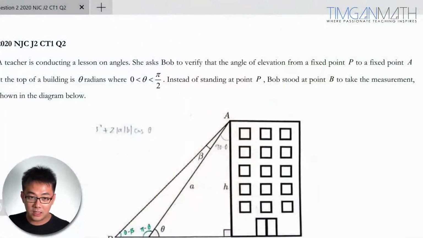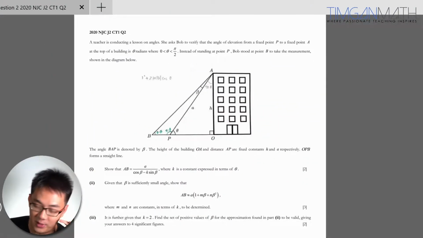Hi people, let's look at this question, which was taken from the year 2020, which is this year at the time of recording. It's from NJC J2, their Common Test 1, Question 2. Okay, let's look at how we solve this. This is on Maclaurin series and small angle approximation.